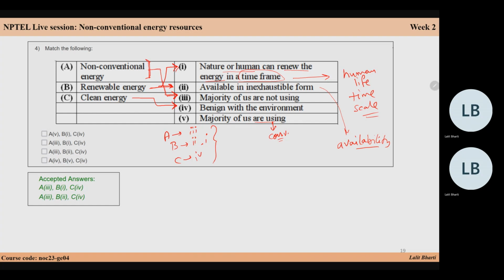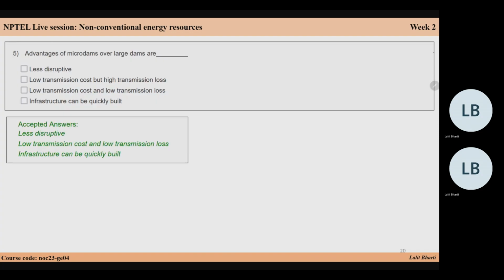Okay, so this is the correct order, and these two options are correct. So the next question is, advantage of micro dams over large dams are.